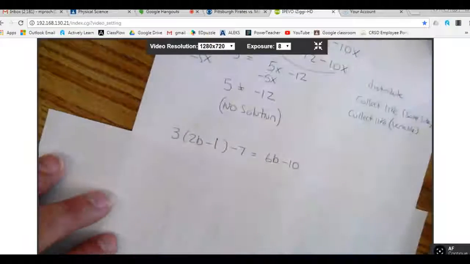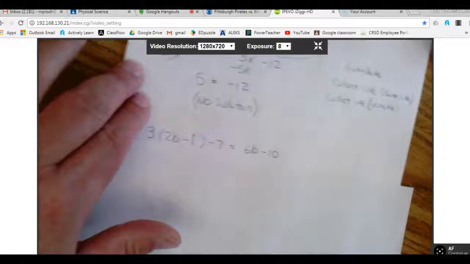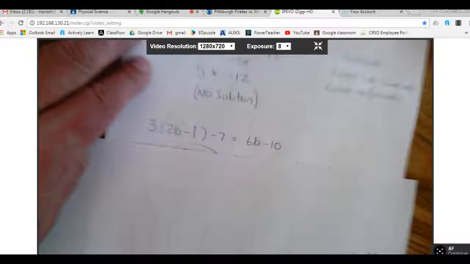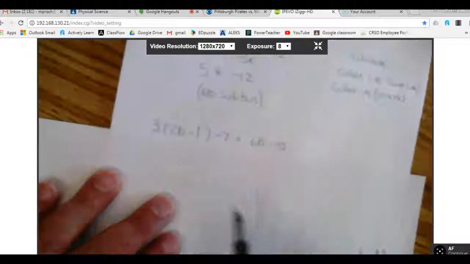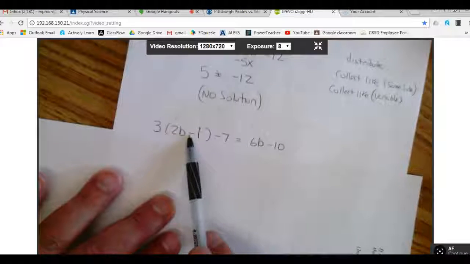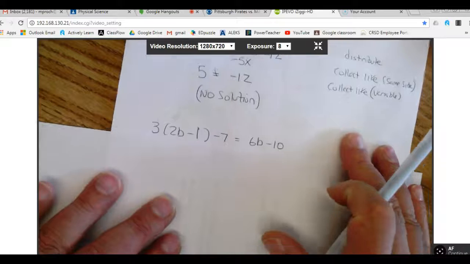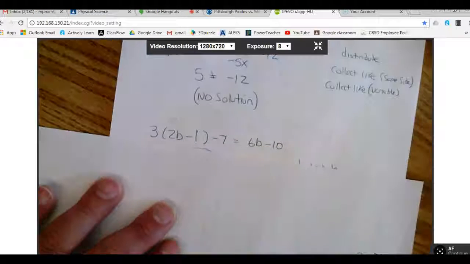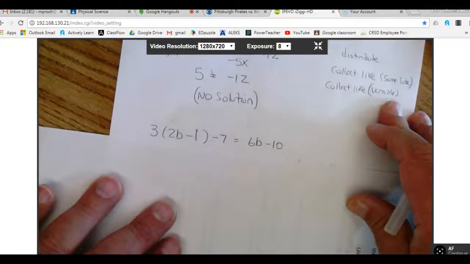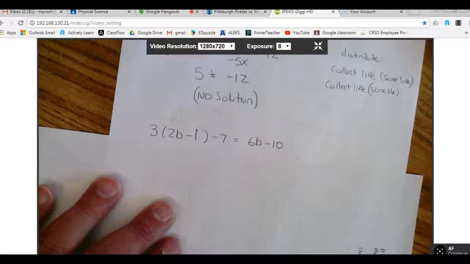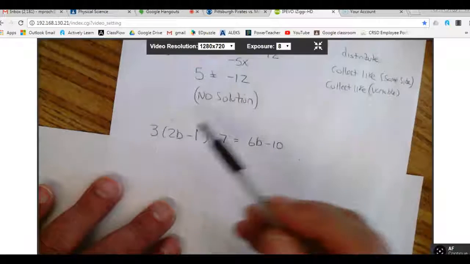So we had a problem that's a no solution problem. Wait till you see this one. This one's much better. Okay, so here we have this one. So we have 3 times 2b minus 1 minus 7 equals 6b minus 10, right? So what do you think the first step in this one is to solve it? The first step is to do the inside the parentheses first. Very good. So we're going to distribute, right?